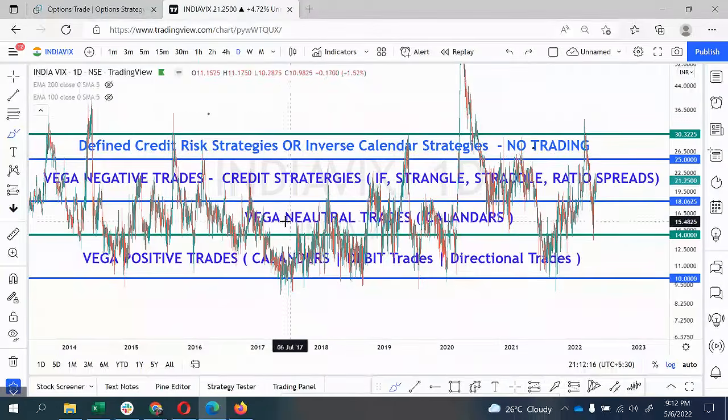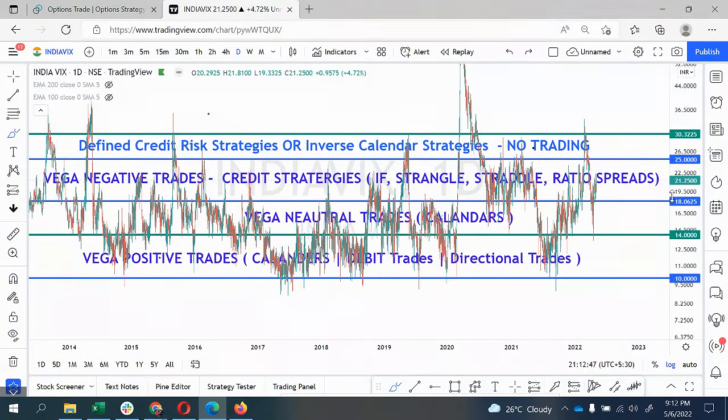All right, so now let's discuss. We have discussed the vega positive, we have discussed the vega neutral. So now let's discuss the vega negative trades. Friends, vega negative trades are as good as going for some naked or some credit strategies, right? So we have our iron fly, all-time favorite. Iron fly is a credit strategy, strangle is a credit strategy, straddle is a credit strategy, ratio spreads are credit strategies. So whenever VIX is between 18 and 25, you have to go for credit strategies.